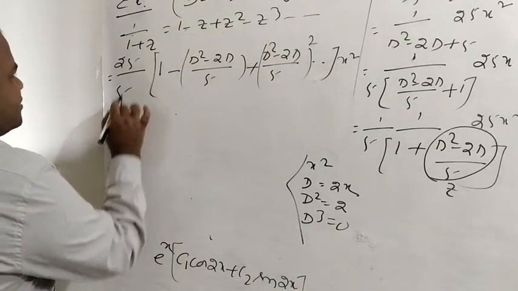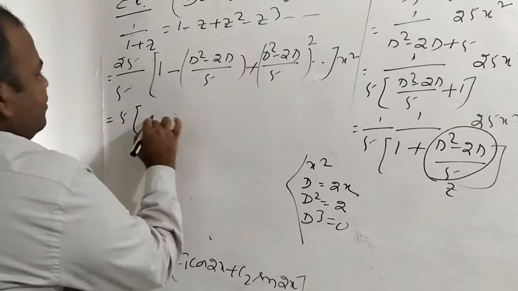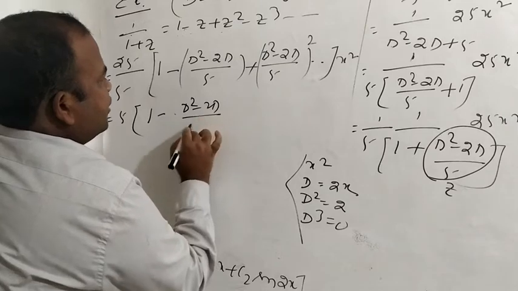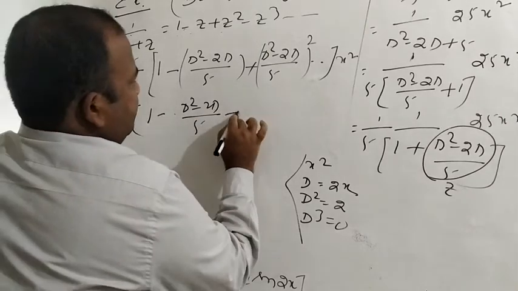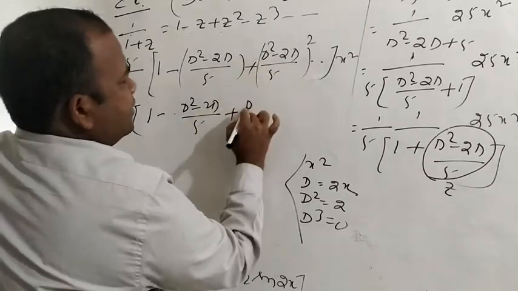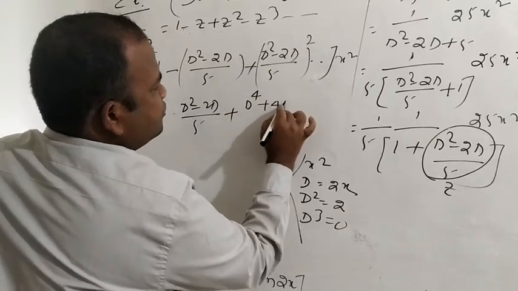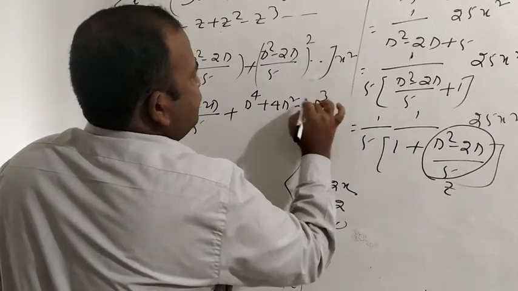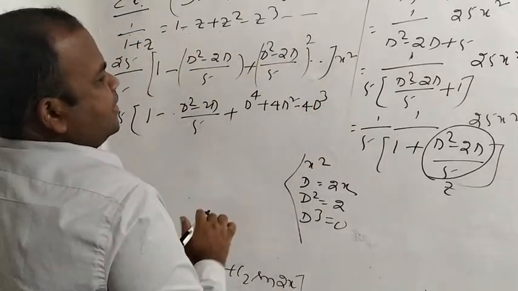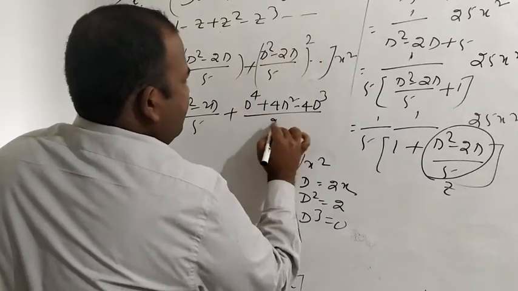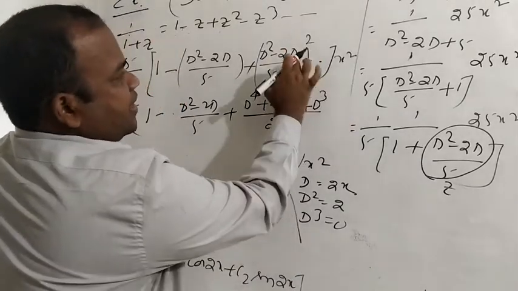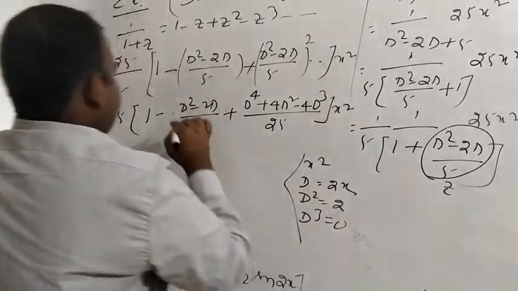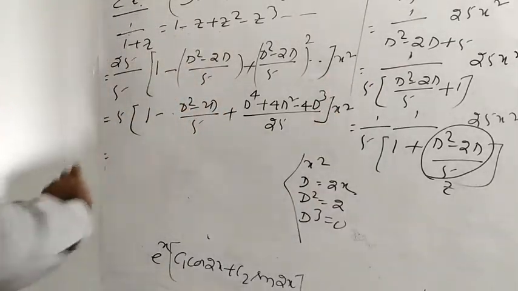So this is 1 upon 5, 1 minus (D square minus 2D) upon 5, plus (a minus b) whole square, that is a square plus b square minus 2ab, giving minus 4D square into D cube upon 25. Thereafter the next term, D cube, will be 0. It is not required to take.